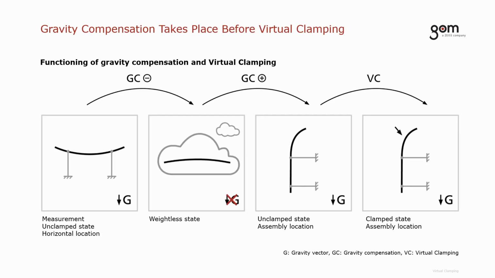So how does the software take into account all of this? First, you put your part in the pneumatic clamping device, lying down horizontal. It's measured in the unclamped state horizontally. The software then applies gravity compensation, making it weightless. From there, it rotates it up into car position, then re-adds gravity, then virtually clamps it, giving you the assembled location fully clamped with gravity. But you measured it completely horizontal and with a bow in it due to gravity.